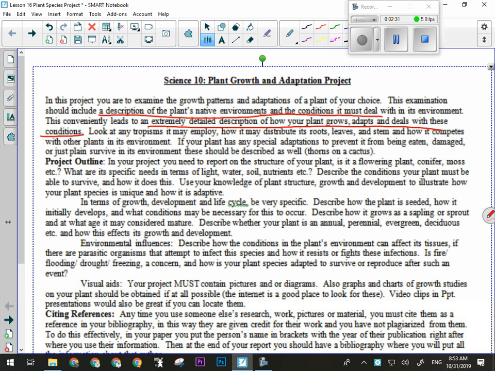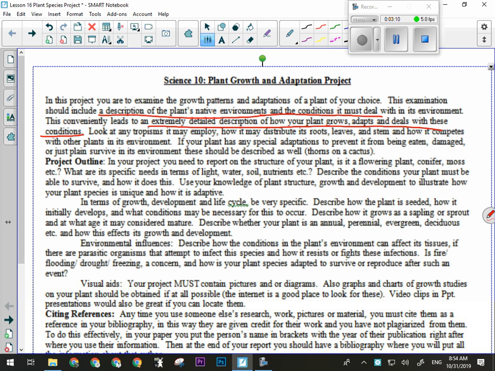All right, so project outline. In your project, you need to report on the structure of your plant. Is it a flowering plant, a conifer, moss, etc.? Make sure, guys, this is a plant. Right? I have had people in the past on this project, and they hand in this beautiful research project about shiitake mushrooms, which are a fungus. They're not a plant. And so they miss all the stuff about plant growth, photosynthesis, adaptations, tropisms, because fungi don't do that. Okay? There was absolutely nothing wrong with the report about shiitake mushrooms except that it was a fungus and not a plant. So make sure that your species is, in fact, a terrestrial plant.